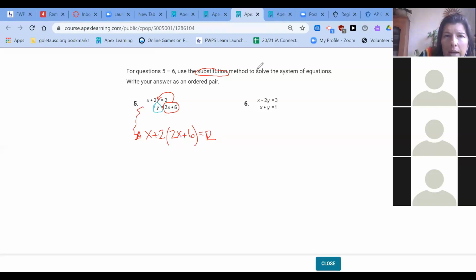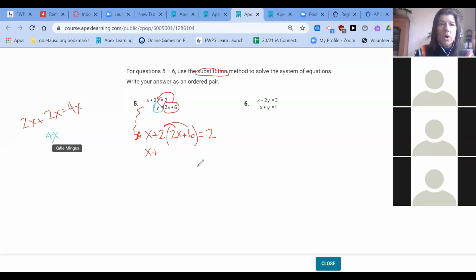Why did my thing glitch? Okay, and then let's simplify. Sometimes the algebra can be tricky here. We want to distribute that 2 through. So x plus, we have 2 times 2x. So we have 2 groups of 2x. It's like we have a 2x and a 2x. So how many x's do we have all together? Beautiful. 4 x's. 2 times 6, 12, equals 2.